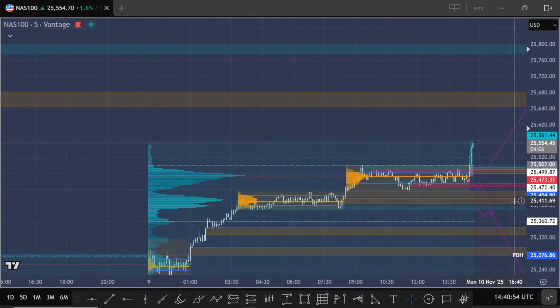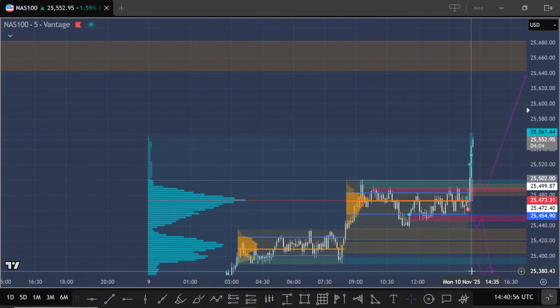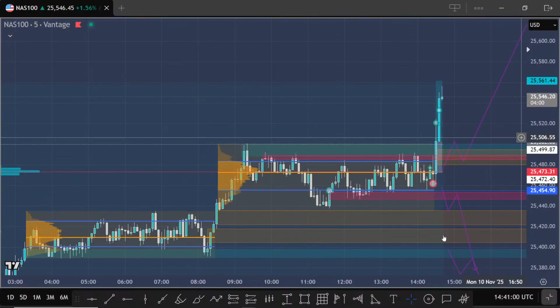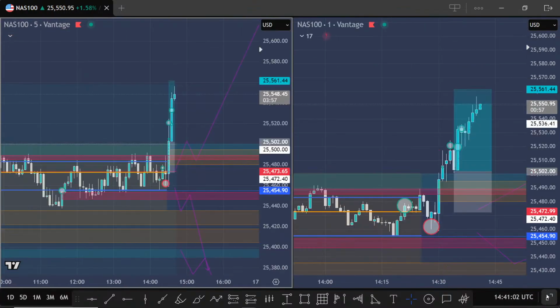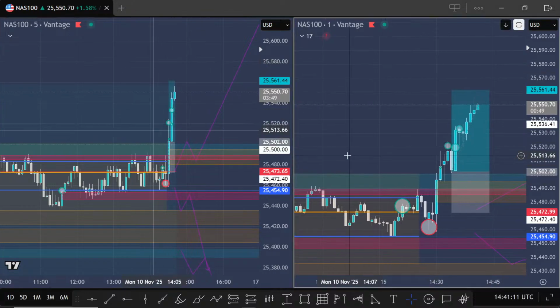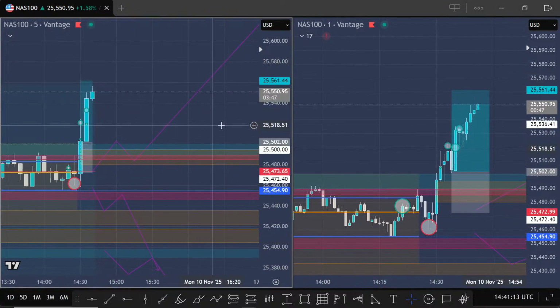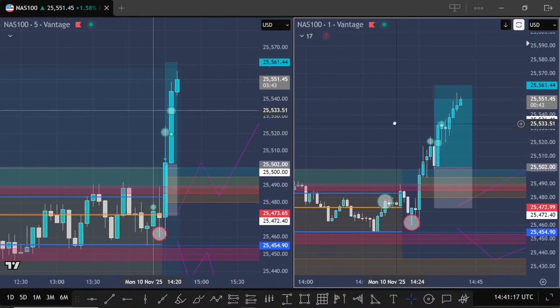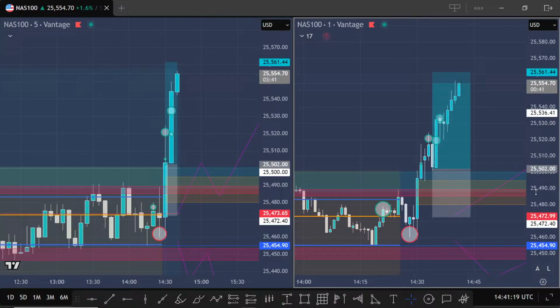I think everyone looks at that daily and then goes, yep, that's my bias. So let's have a look here, see if there's any low volume nodes that we can take advantage of for a continuation or a retracement or anything. Not really, not yet.